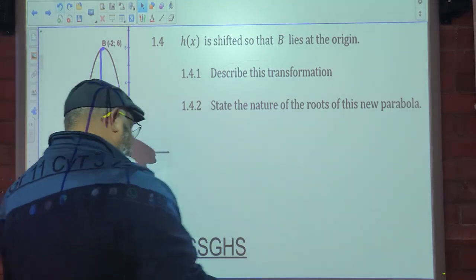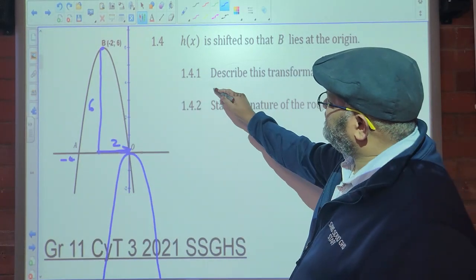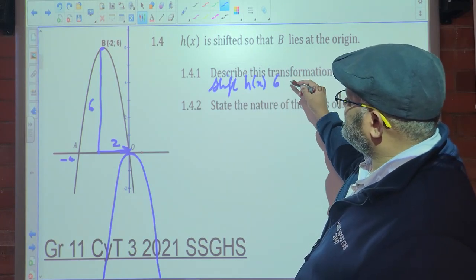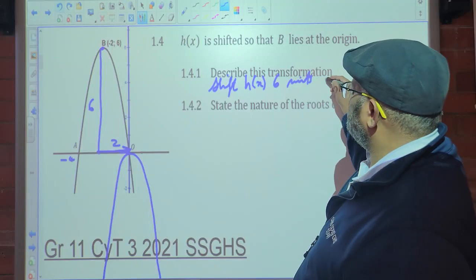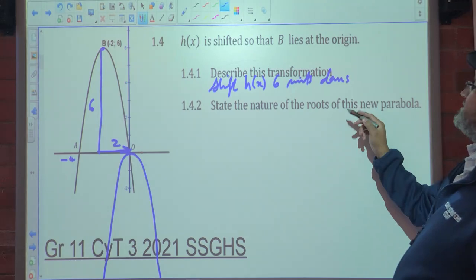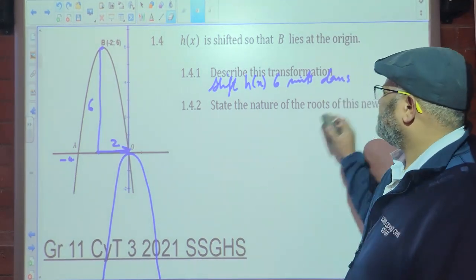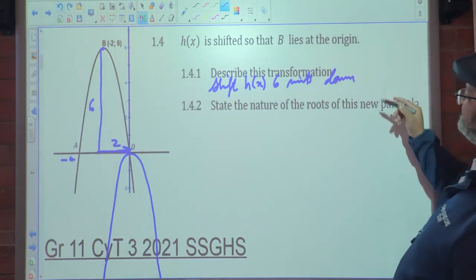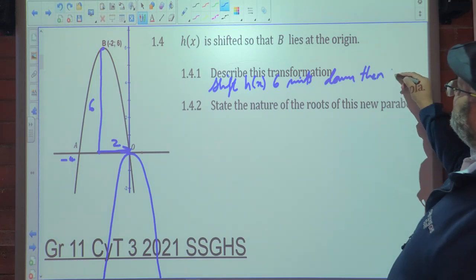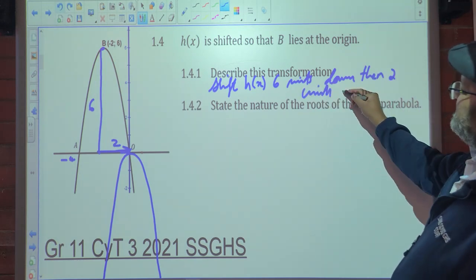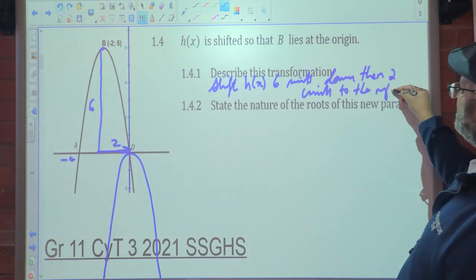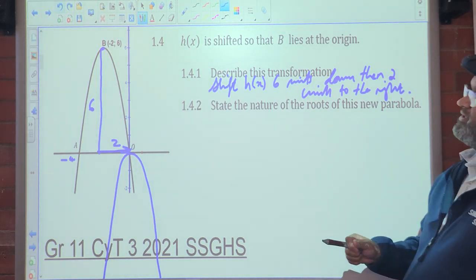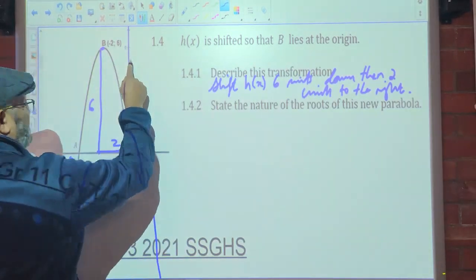You all agree with that? So, describe the transformation. You shift h of x down 6 units, then 2 units to the right. Okay? Or you could have said the graph shifts 2 units to the right and then 6 units down. It's the same.